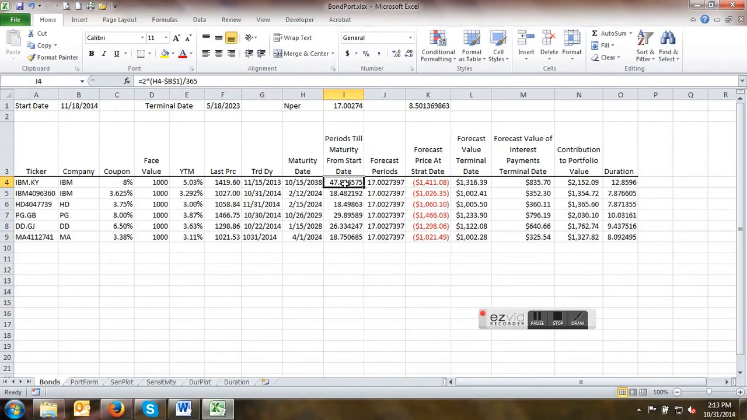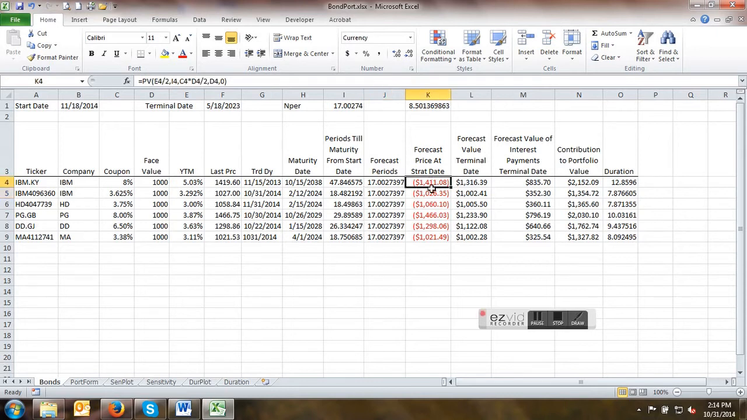Number of periods, this is a simple equation. We're going to consider the start date, again, is 11/18/2014, and we're going to take the maturity date minus the start date divided by 365 times 2, and that's going to give us the number of periods until the bond can mature. We're going to have a little if statement here. If this number is greater than the NPER, this is 8.5 years in the future, 17 periods, 8.5 times 2, then we're just going to report NPER, else I'm going to report this. So if the only bonds out there are going to mature before our due date, you're going to have to pick that bond.